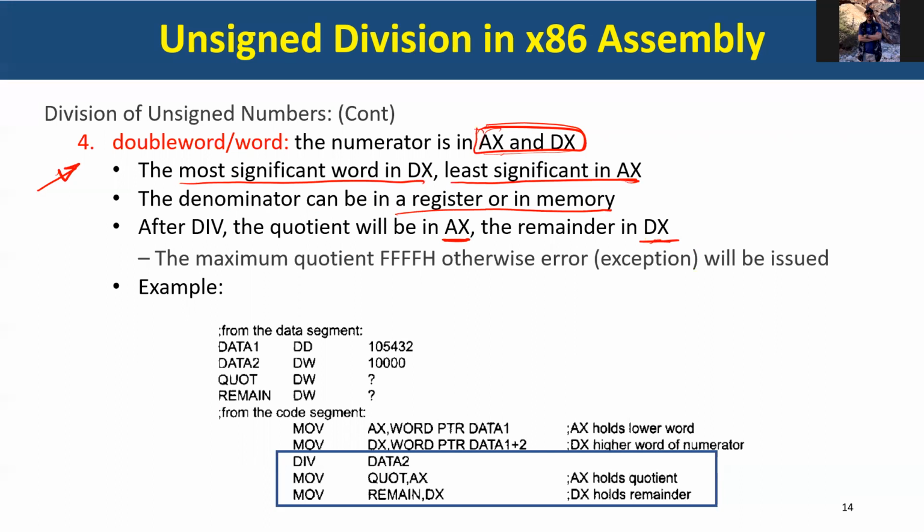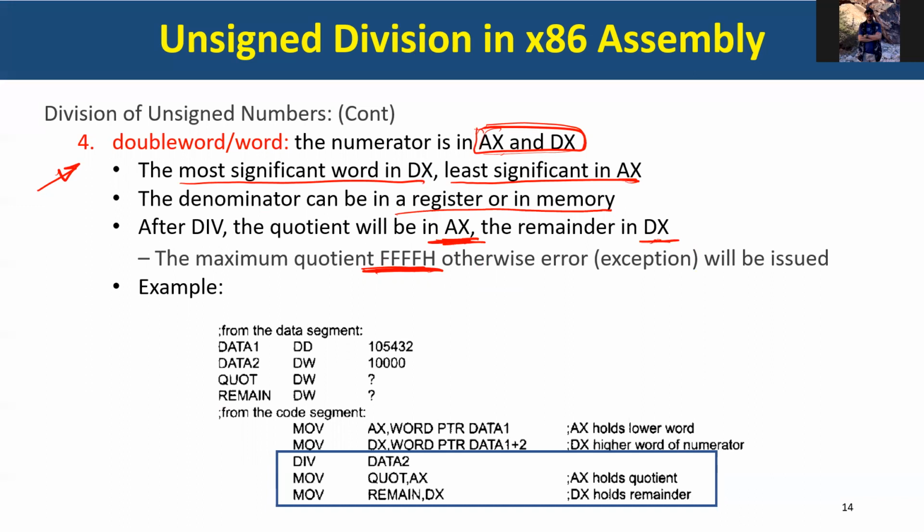And one must say here that if the quotient needs more than 16 bits, there will be an error. Because remember, the quotient will be stored in AX, and AX is only 16 bits. So if the quotient of that operation is more than 16 bits, AX will not be enough for it, and that will be an error for you. So there will be an exception, so that the result of this division is not quite right.